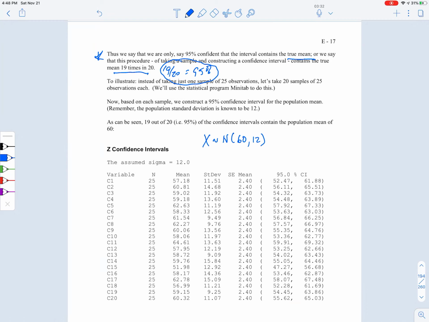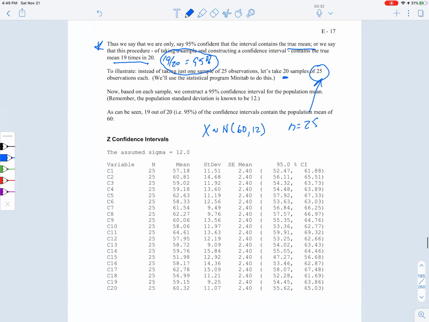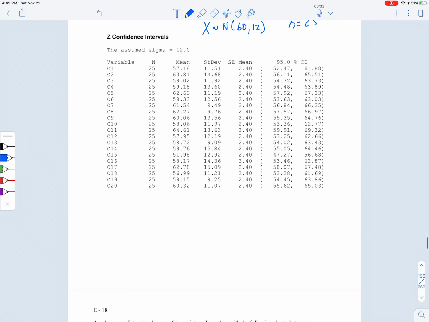X is normally distributed with a mean of 60 and a standard deviation of 12. And we're going to take samples of size n is equal to 25. Now, I'm just going to take 20 samples here. Theoretically, we could take as many samples as we can and take all possible combinations. Practically, we only take one. But I want to show you what happens if we take 20 samples.